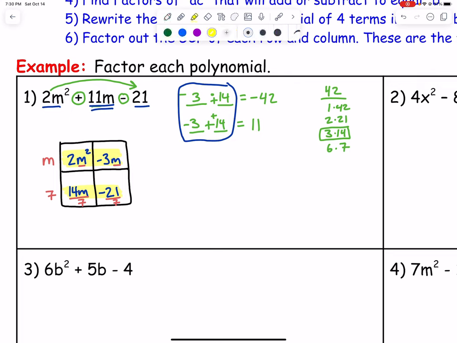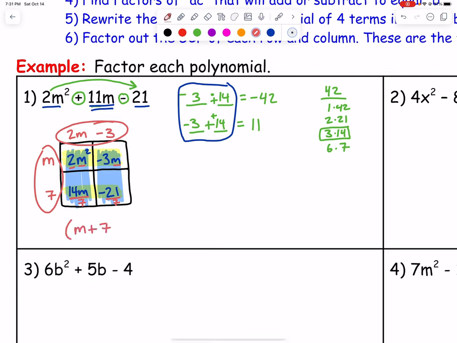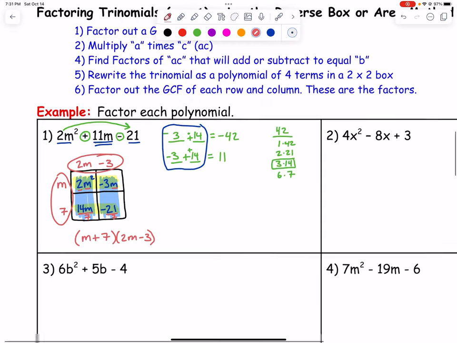And then you want to switch and look at the column. So I'm going to look at this first column of terms, which is 2m squared and 14m. So I see I could take out a 2 from each of those and an m and put that at the top. And then I look at the second column, negative 3m and negative 21. So they're negative, let's take out a negative. And then I see that they both would divide evenly by 3. And so what we have left on the outside are our factors. So that would be m plus 7 and 2m minus 3. And that's it. Let's try another one.